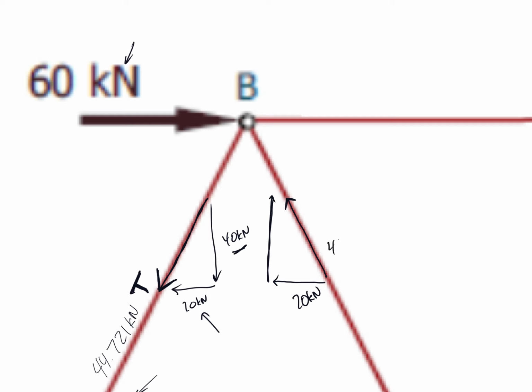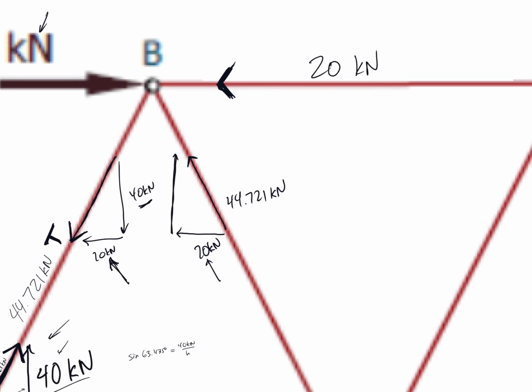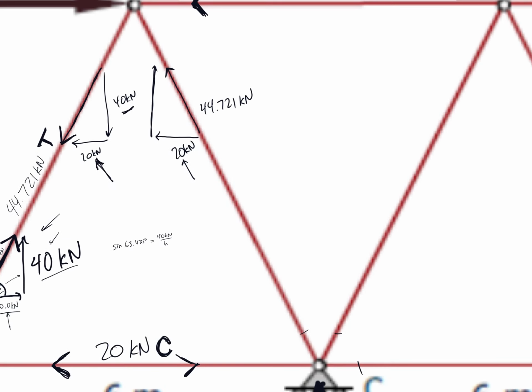I have a value of 44.721 kilonewtons. Okay, so now we summed in the y, right? Now what about in the x? Well, we've got 20 to the left, and we've got 60 to the right. So we need 20 more to the left to balance this whole thing out. Okay, so this becomes 20 kilonewtons.